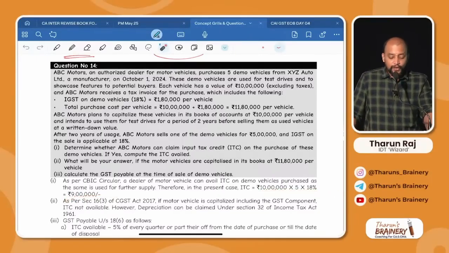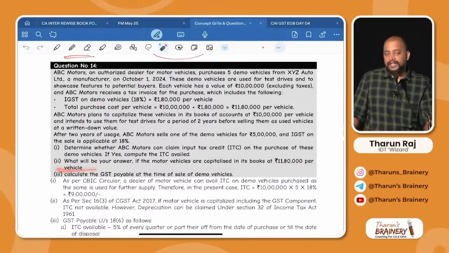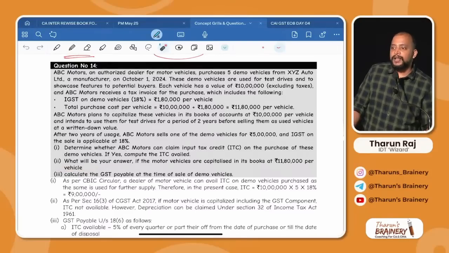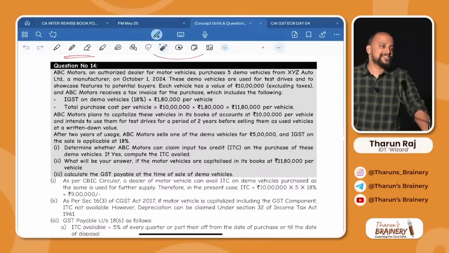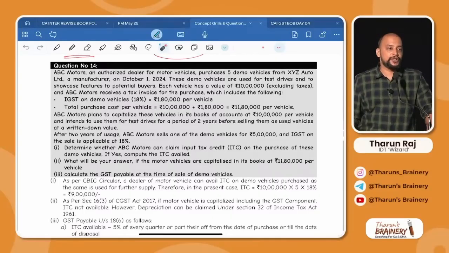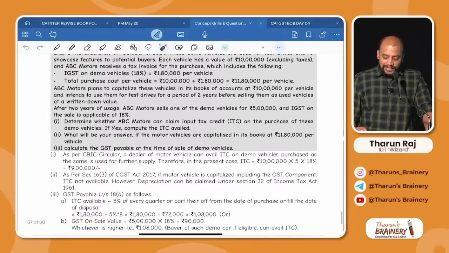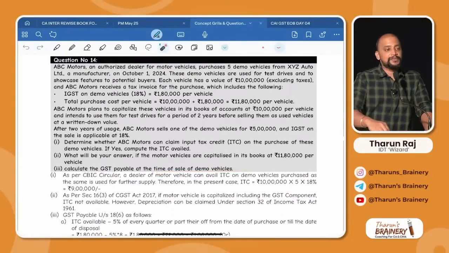Then second, what will be your answer if the motor vehicles are capitalized in its books at 11,80,000 per vehicle? ITC not available because the capitalized value is including GST component as per section 16(3). If the depreciation is computed on full value including GST, then ITC not available. Calculate the GST payable at the time of sale of demo vehicles. How to determine the GST payable?